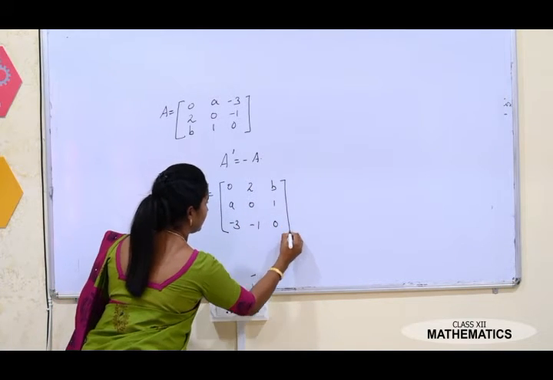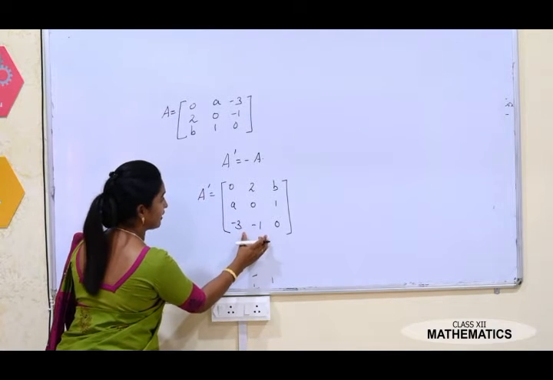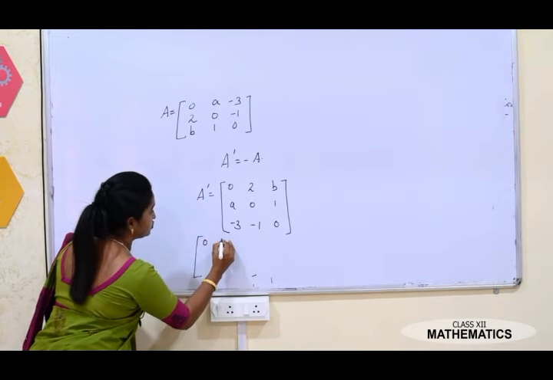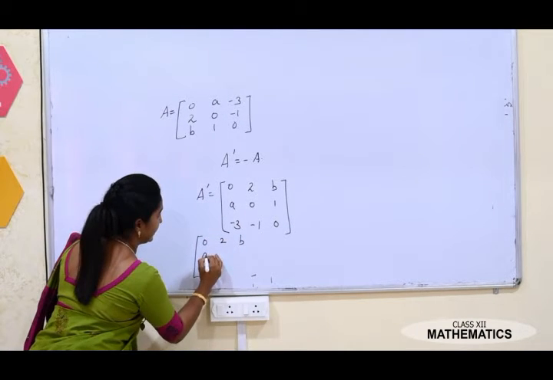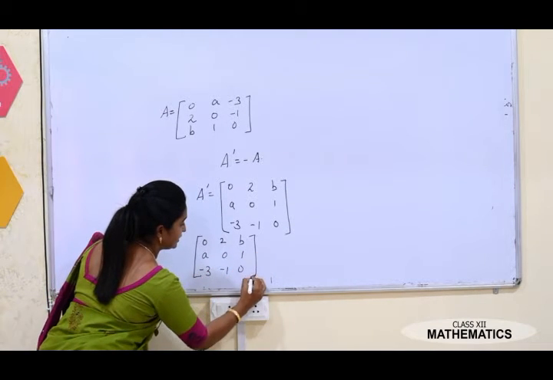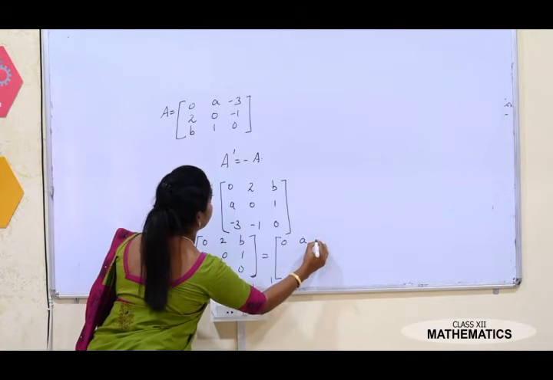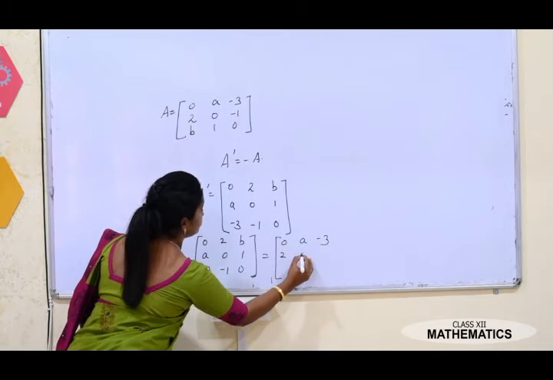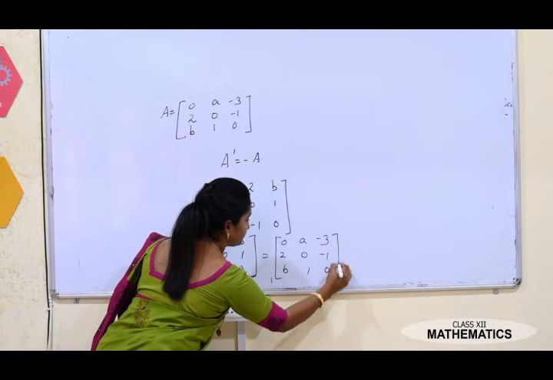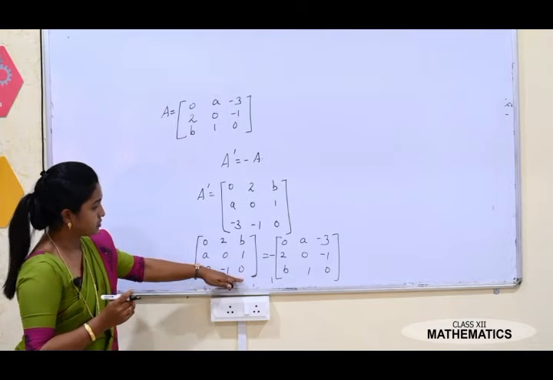Okay, now we will use this value in this equation. Okay, so you will be getting 0, 2, b, a 0, 1, minus 3, minus 1, 0 is equal to, what is A? 0, a minus 3, 2, 0, minus 1, b 1 and 0 with a minus sign. Okay, I have substituted the value of A transpose and A.